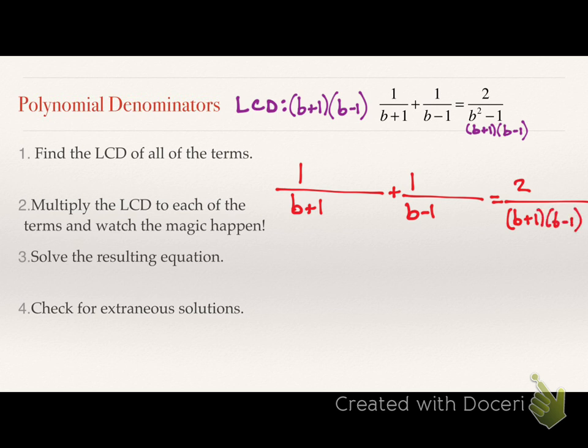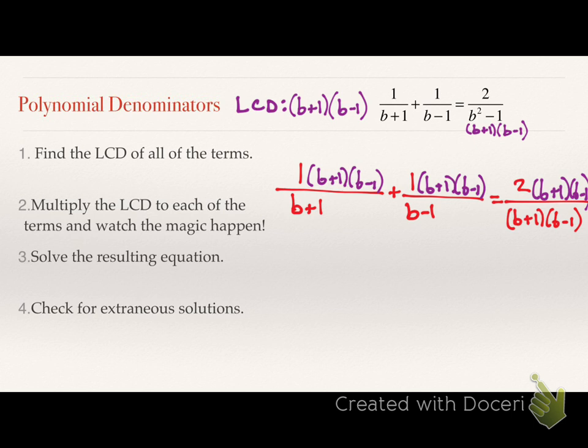So taking that LCD and multiplying it to all the tops now. Here I go. B plus 1, B minus 1. B plus 1, B minus 1. B plus 1, B minus 1. I just barely have enough room to sneak that in. Okay, remember the whole point of doing this is so that we can cancel out our denominators. So let's go down the line now and see if anything cancels out.